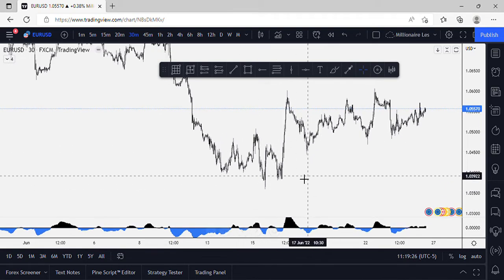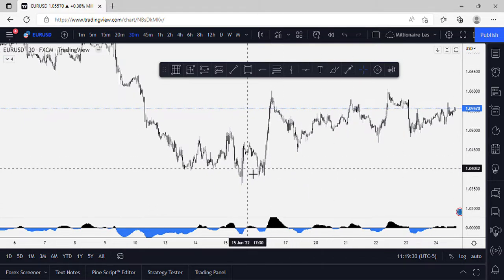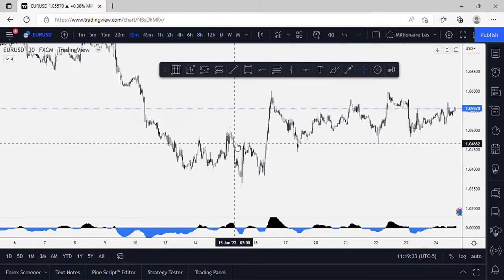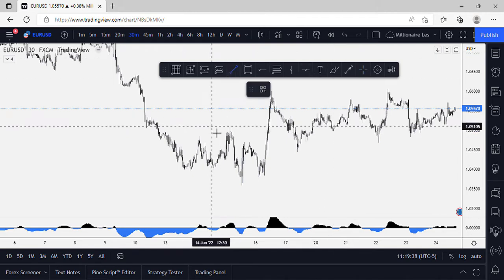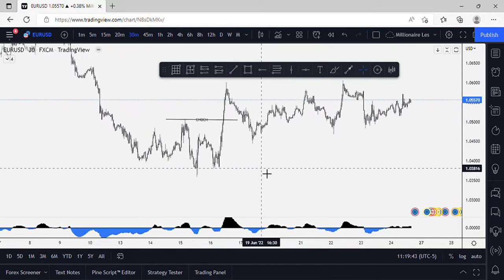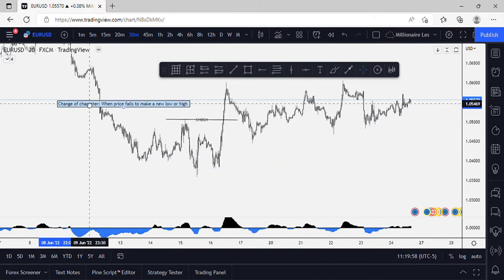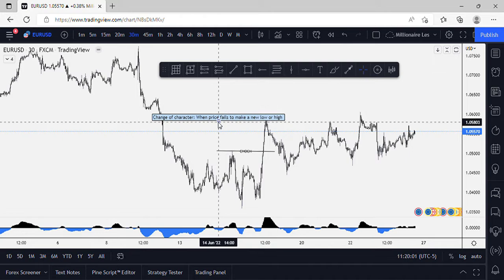Now, the week before last, we had something like this, right? Where this was a change of character. And for those that don't know what a change of character is, let me try to break it down for you. When price fails to make a new low or high, that is a change of character.